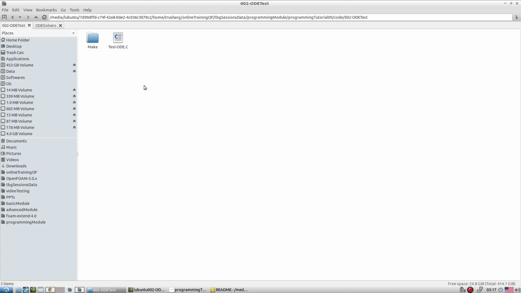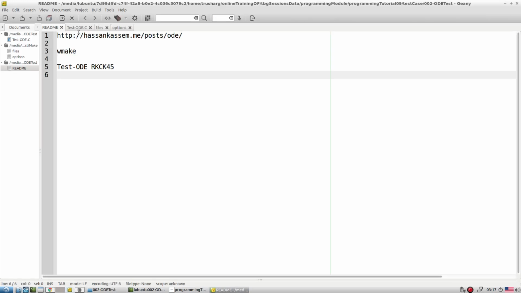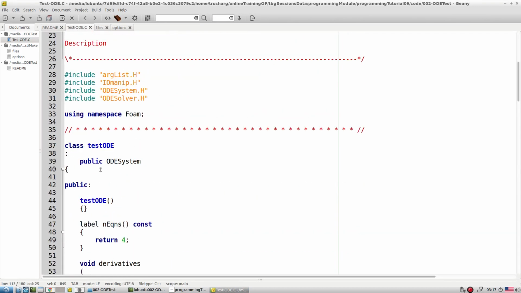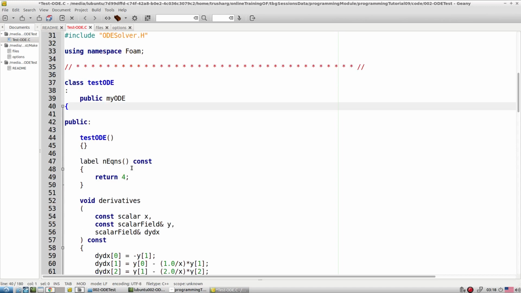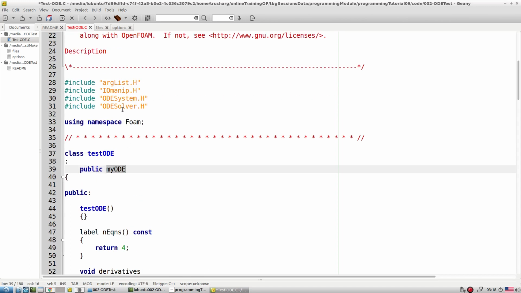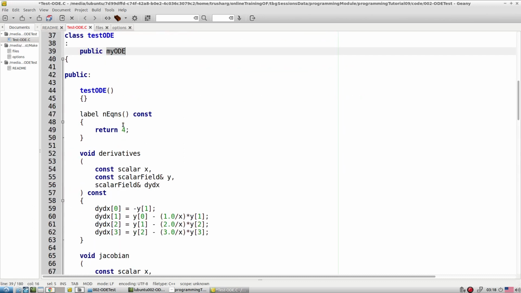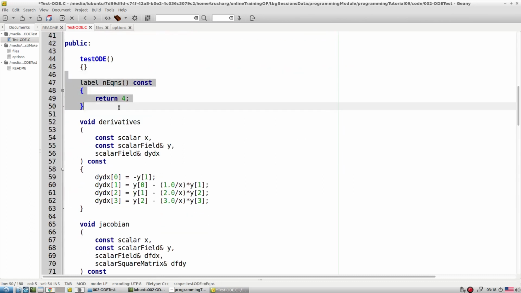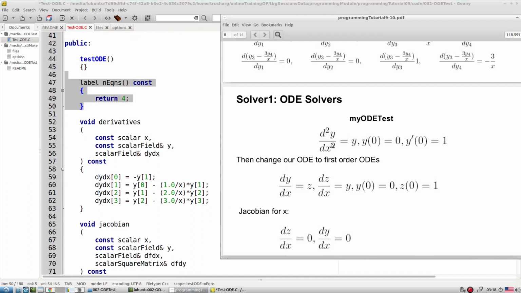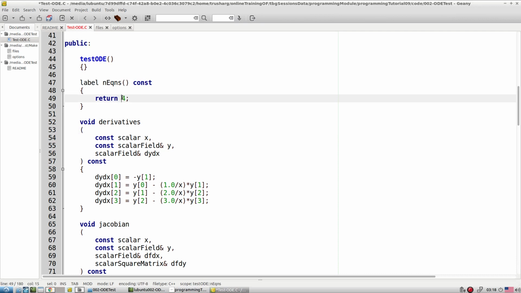So let's go here. In this case let it be OD test only, but we try to change the class name, let's say it's myOD. That is the name we define. And under the myOD name, we have a number of equations. So let's look at the order. Our equation is second order, so definitely it's supposed to be 2 only, because we reduce the order, so we need not go for a higher order.